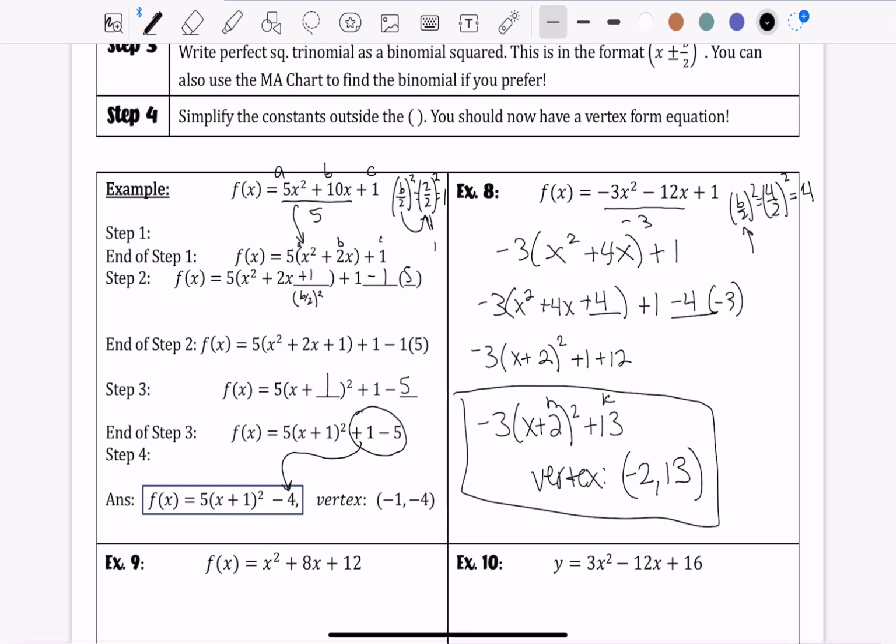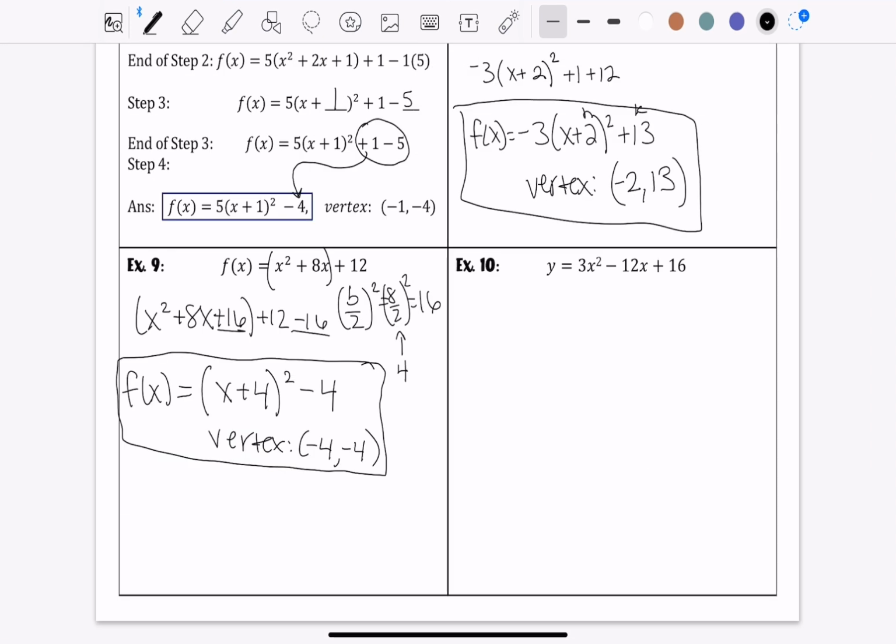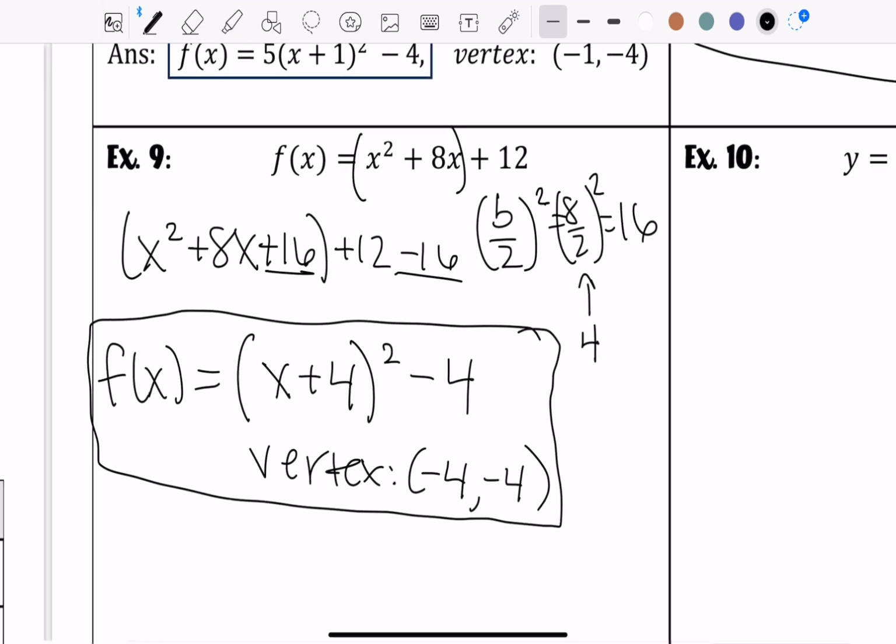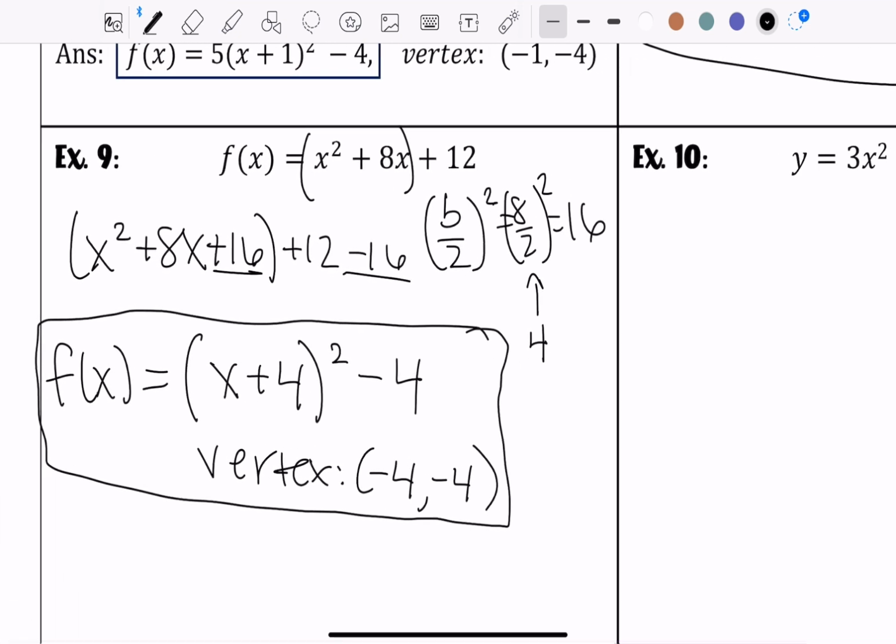Okay, I would suggest you pausing and seeing if you can do number 9, and then coming back and seeing if you got the right answer. Okay, welcome back. Here is our question. This one was a little bit shorter just because a was equal to 1, so I was able to skip step 1. I did go ahead and draw some parentheses just so I could see where I would have divided out my a from in these first 2 here.